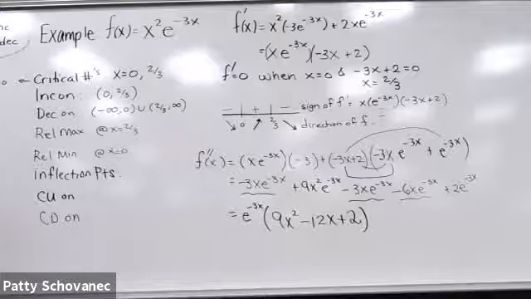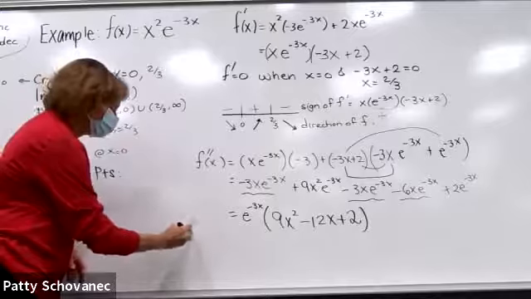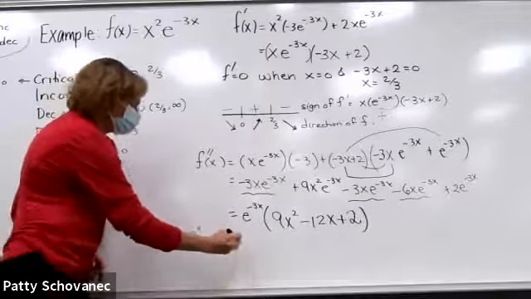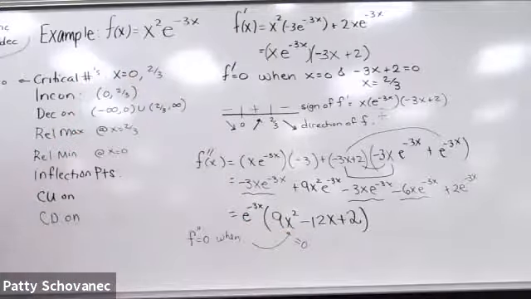I doubt very much that polynomial factors. So when we're looking for inflection points, we're gonna have to use the quadratic formula here. Exactly, parentheses equals 0.